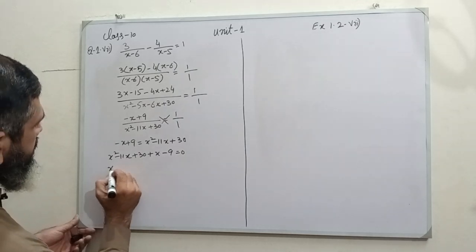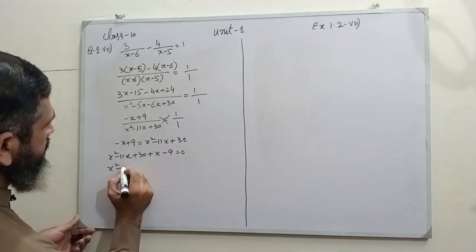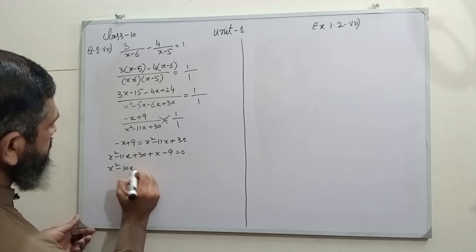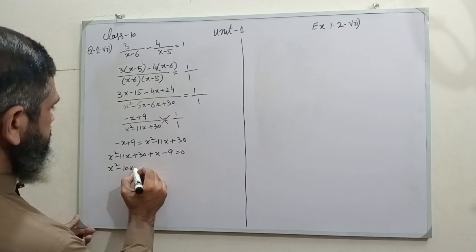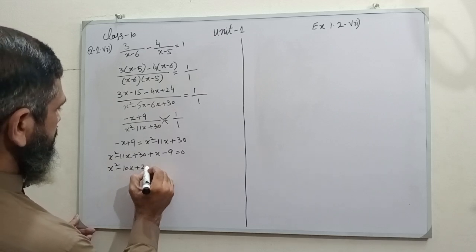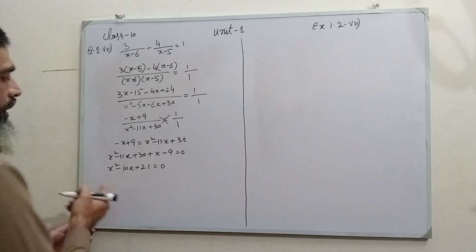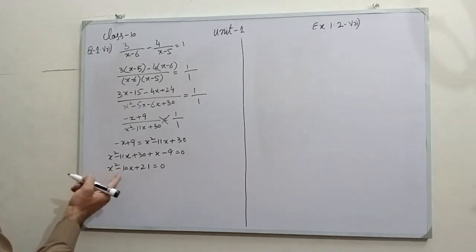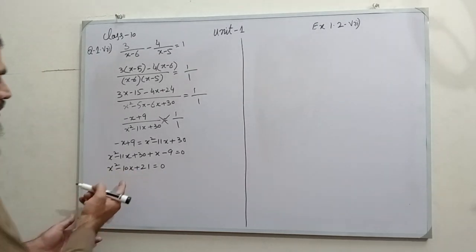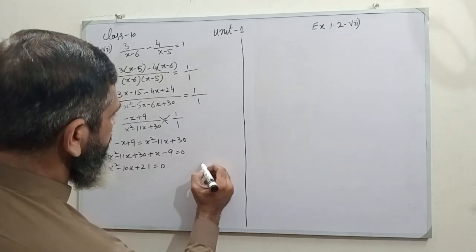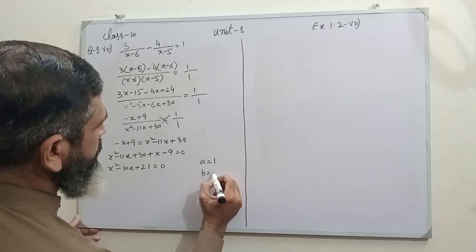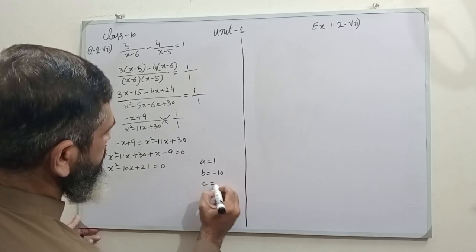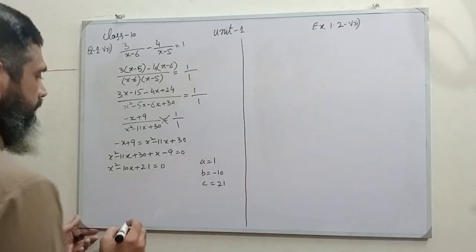This one is x square minus 10x plus 21 is equal to 0. Now it is in standard form, ax square plus bx plus c. So what is the value of a? Value of a is 1, value of b is equal to minus 10 and value of c is equal to 21.